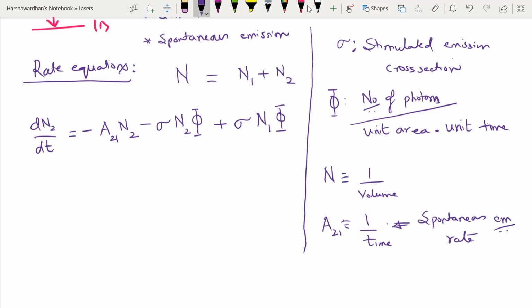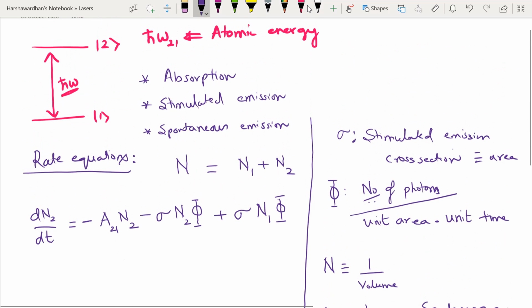And we have again N2 times sigma is going to be 1 over volume. And then essentially I'm going to have the photon flux as 1 over area times time. And you see that units of area, so that area gets cancelled. And what you get is basically a quantity which is 1 over volume time. Right, so this is how the number of electrons in the excited state change.